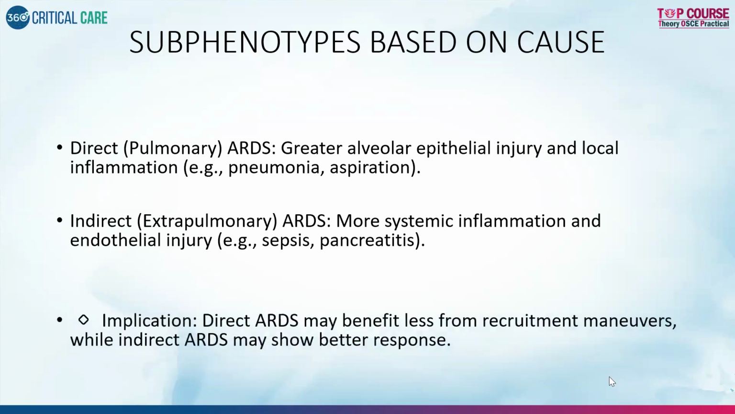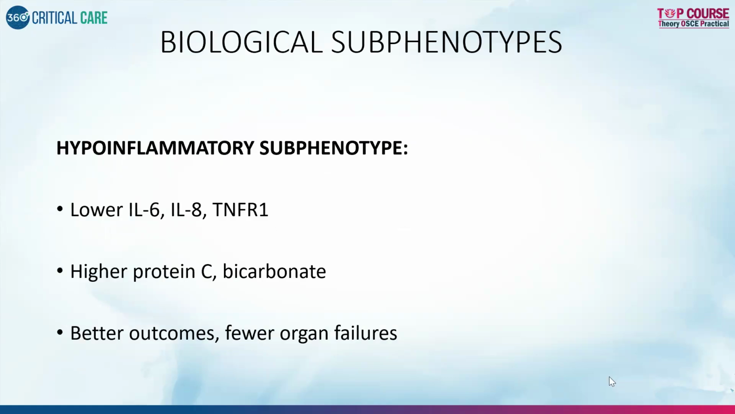So the implication is that direct ARDS may benefit less from recruitment methods, whereas indirect ARDS can show a better response. So this is what we need to understand, correct? This is what we usually understand by the pathology itself. We have been doing this, but we have not categorized it. It's not like we didn't know about it, but we just ignored this part of the disease process of ARDS.